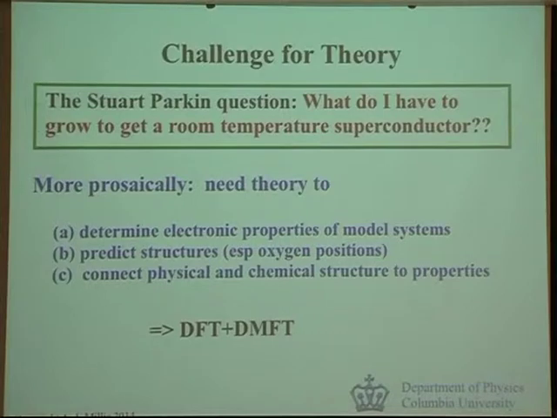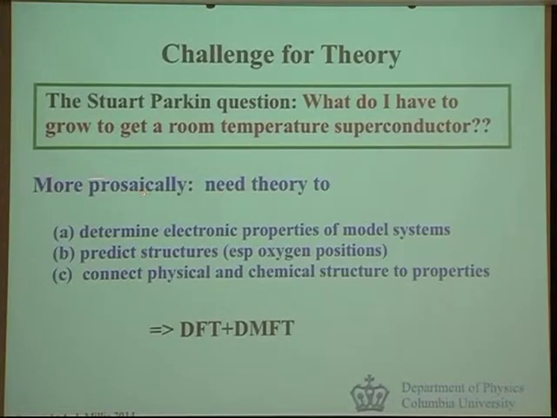So this raises a severe challenge for theory. The best way to put it is what I think of as the Stewart-Parkin question. When I told Stewart-Parkin about this many years ago, he said, great, what do I have to put together to get a room temperature superconductor? And I think it's fair to say that we are not yet at the point, theoretically, of being able to give a crisp answer to that question. But it's a very reasonable question and an important goal for theory.